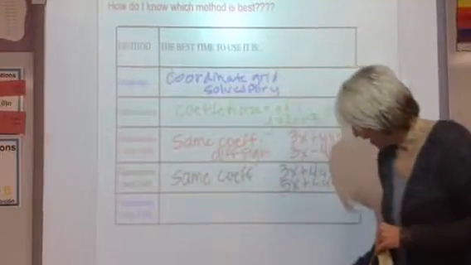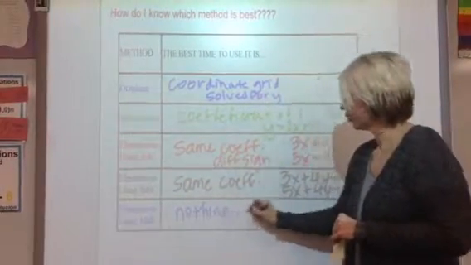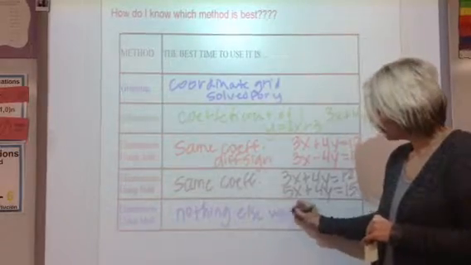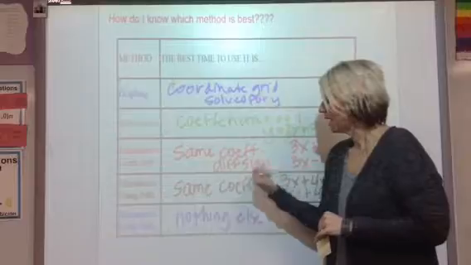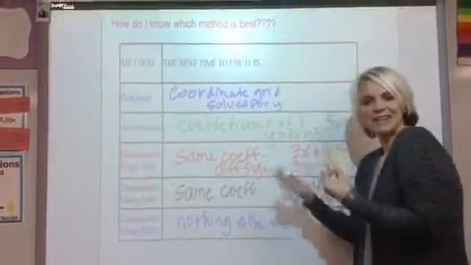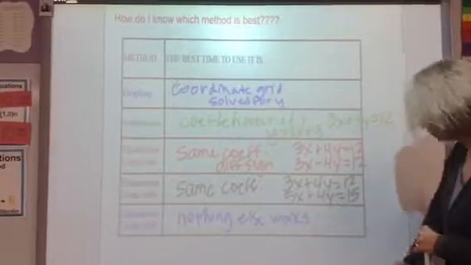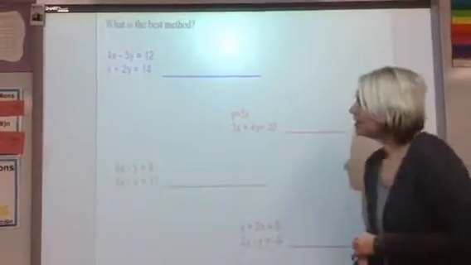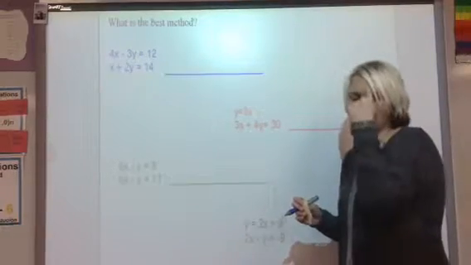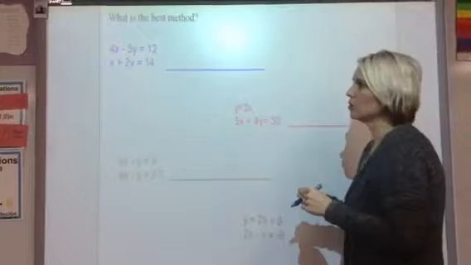Eliminate using multiplication is when nothing else works. You are only going to choose this when no other method will work, and that is when you can manipulate it and change it so that you can have a common x or a common y. So what is the best method for each of these? I'm going to give you a little bit of a chance to think to yourself which one would be best, looking at your notes, and then I'll tell you what I think.